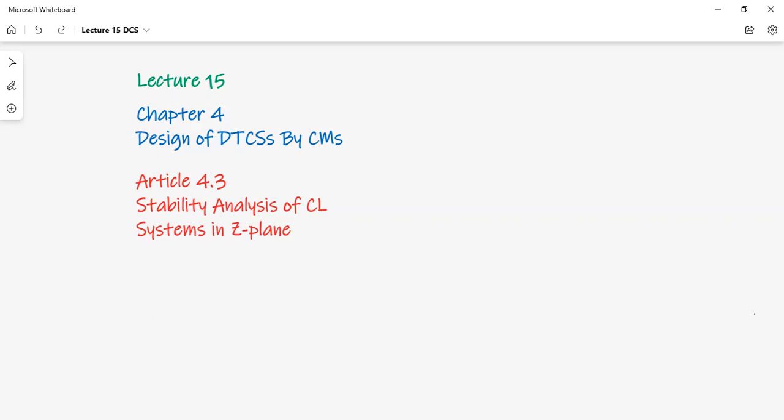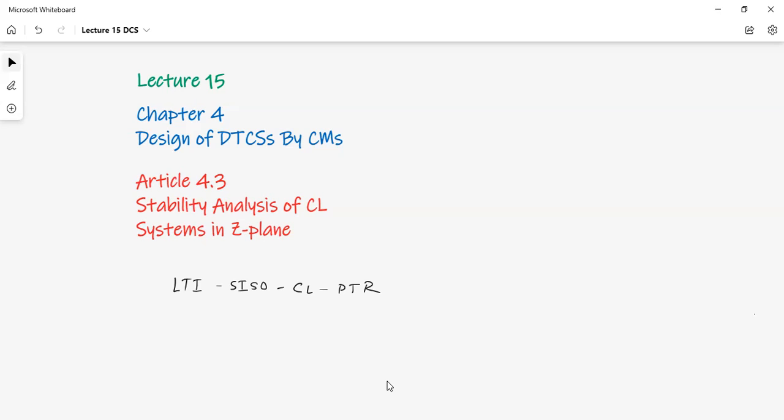Basically, we'll be considering a system that is linear, time invariant, single input, single output, digital, and we also have to consider the closed loop pulse transfer function. So these are our criteria, and we'll analyze with the pulse transfer function of the closed loop system.